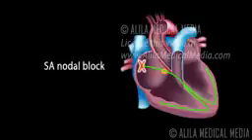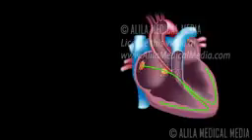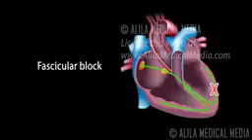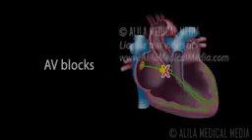Accordingly, there are SA nodal blocks, AV nodal blocks, intrahisian blocks, bundle branch blocks, and fascicular blocks. Of these, AV nodal blocks or AV blocks are most clinically significant. In fact, very commonly the term heart block, if not specified otherwise, is used to describe AV blocks. In AV blocks, the electrical signals are slow to reach the ventricles or completely interrupted before reaching the ventricles.